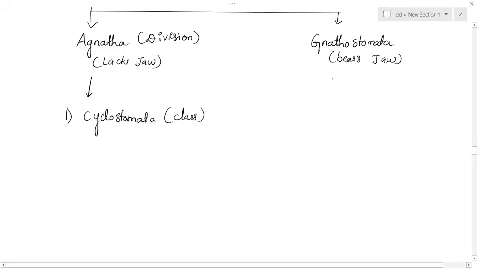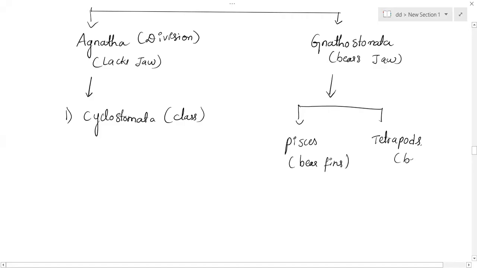In the Gnathostomata, the superclass will be there, and it will be divided into two classes: Pisces and Tetrapods. Tetrapods means they have four legs, here limbs. Pisces bear fins, and Tetrapods bear limbs.